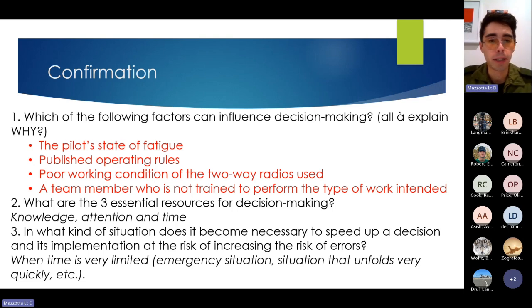In terms of published operating rules, you need to know basically what you can or can't do in certain situations, right? Exactly. The operating rules limit what the pilot can do without risking too much or creating a danger. Absolutely. Knowing the rules can help in decision making. Those are very good answers.